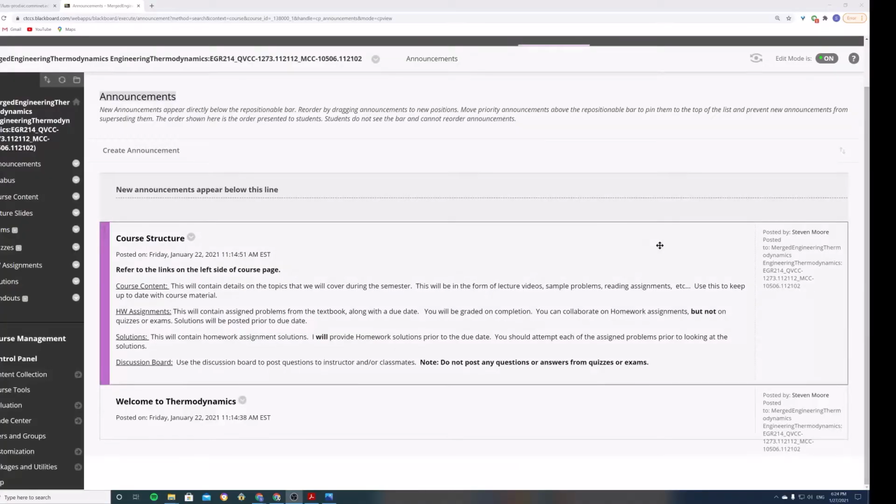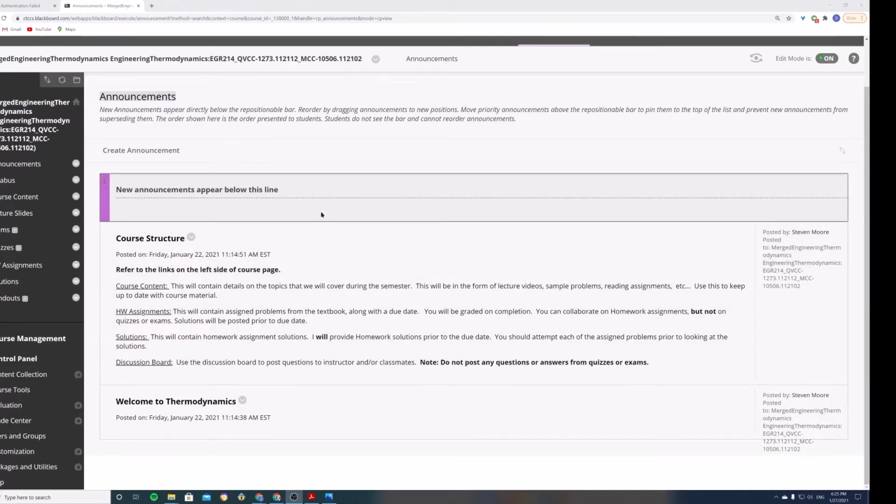When you first get into Blackboard, you'll be on the announcement screen. I'll use announcements to tell you when quizzes and exams are coming up, or if there are any changes to assignment due dates, or if any errors were found, or any specific problems that people had questions with.